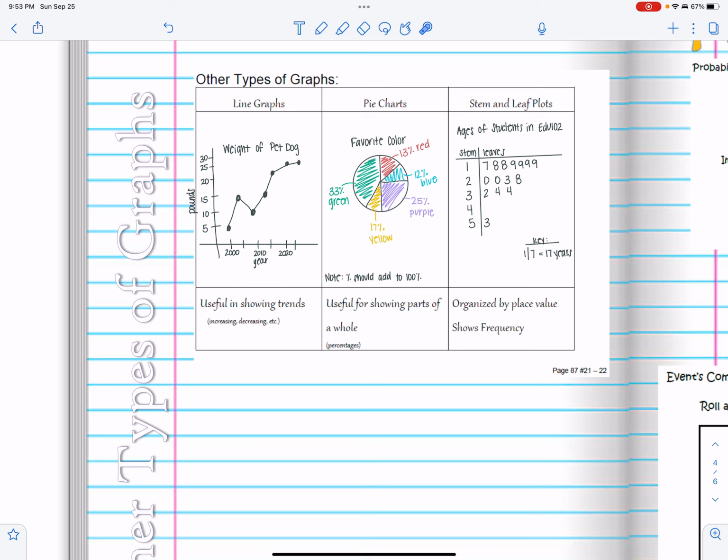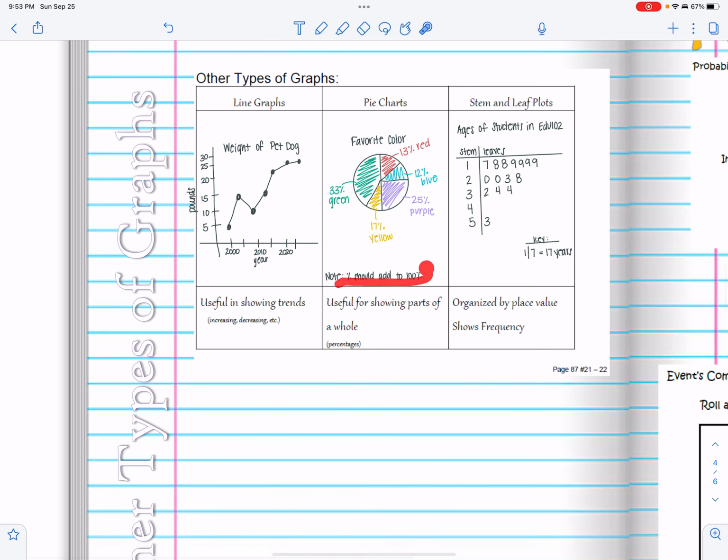Second one are pie charts. Pie charts are very useful in showing parts of a whole. Typically that whole is going to be 100%. So this is very common to break down percentages. And again, I just made this up. I interviewed people about their favorite colors. And so you can see that I've got this breakdown and a nice visual where I could really quickly look at the majority of people like this, the least amount of people like this, those types of things.